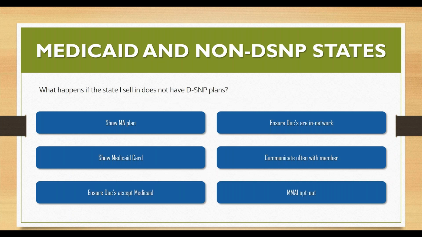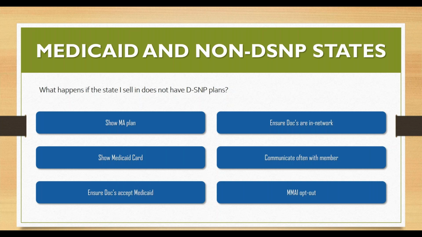I do need to touch a little bit on what to do if there is not a D-SNP available. Let's face it, they're not everywhere. I know in my area there are no D-SNPs at all. Where I live in Oregon, there's just not one available. If there's not a D-SNP in the area, that doesn't change the fact that they were dual eligible and had the SEP. So you can still put them into a Medicare Advantage plan.